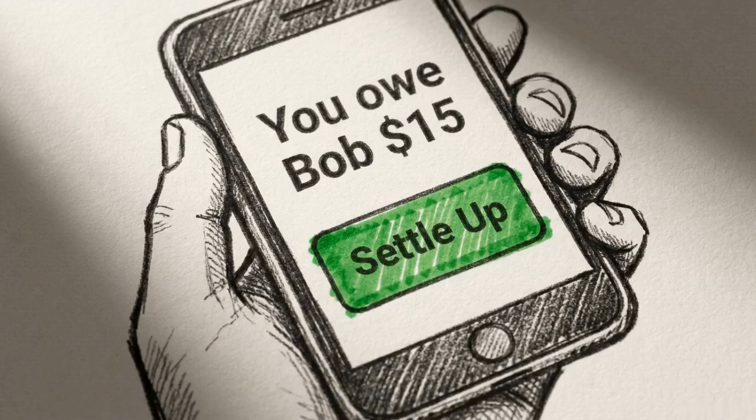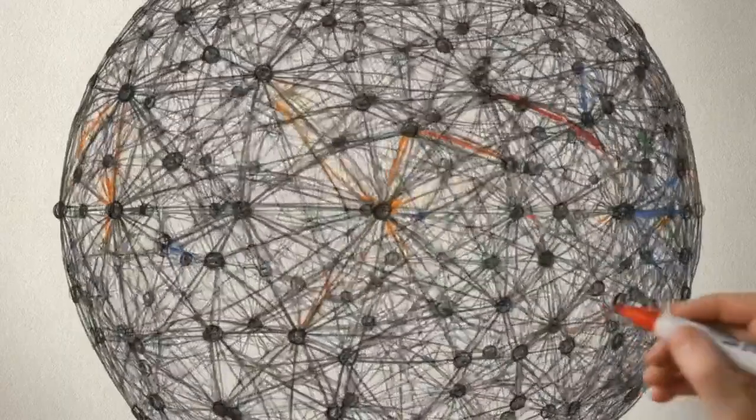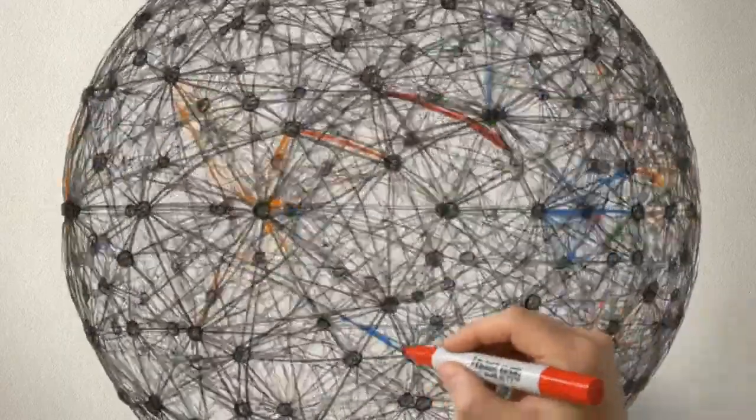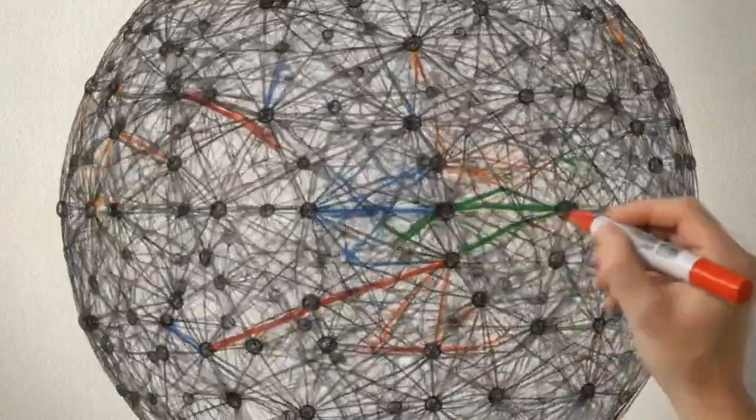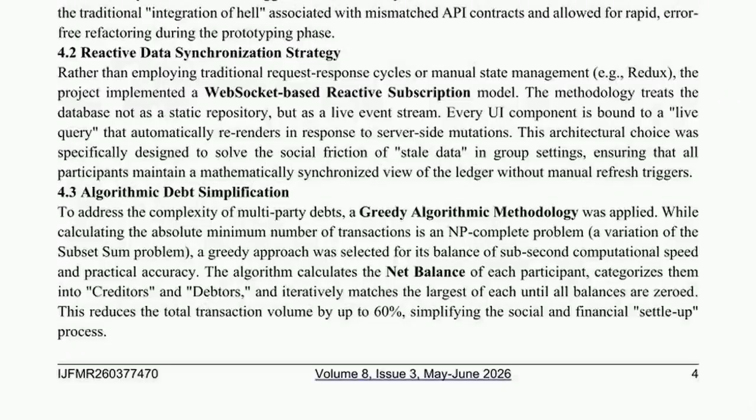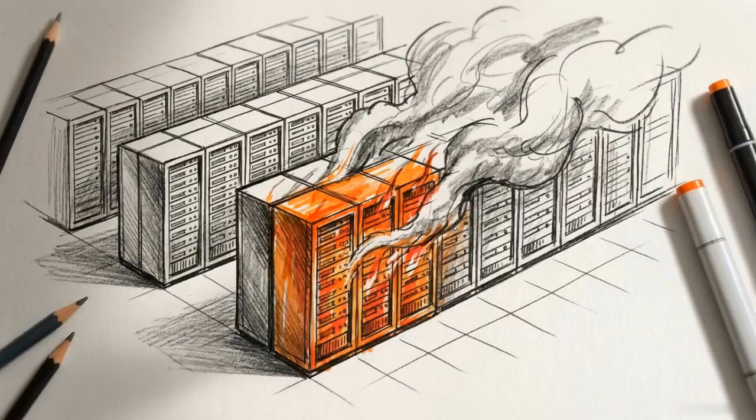However, minimizing the total number of transactions, the actual goal for the end user, is a much harder problem. Calculating the absolute minimum number of edges required to permanently settle a large group is computationally intractable for modern computers. This complexity is well documented. The calculation for a minimum transaction set is an NP-complete variation of the subset sum problem.